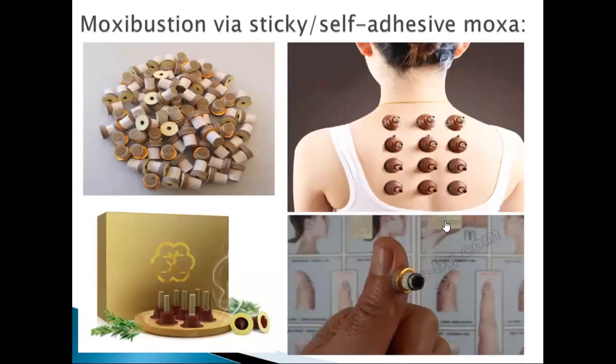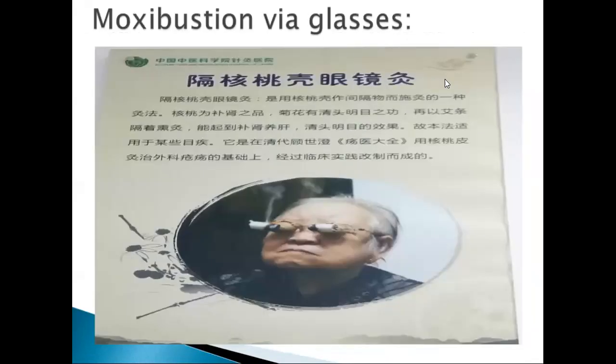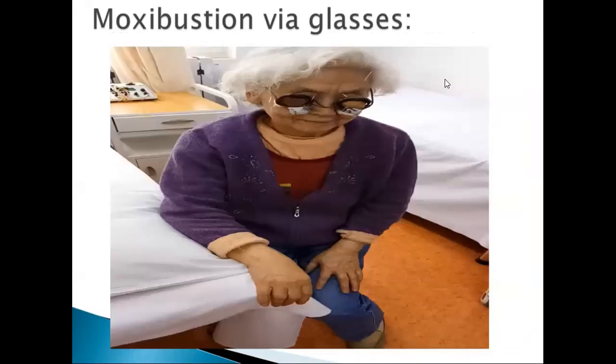Other people use adhesive moxa nowadays. So you can use it more for the back points and also for sticking it on specific acupuncture points. Also, they tend to use smokeless moxa nowadays. Most people tend to practice smokeless moxa because the smoke is also a problem for our TCM practitioners. Other people get creative. They make moxibustion glasses so as to help the eyes, strengthen the eyes, for eyesight problems and vision.